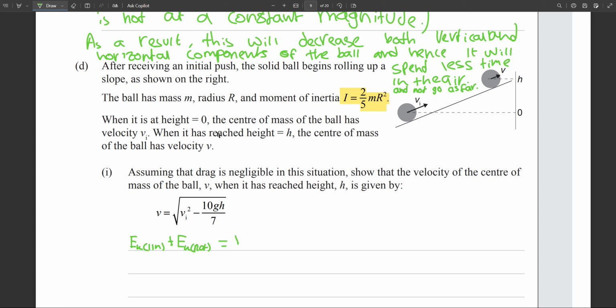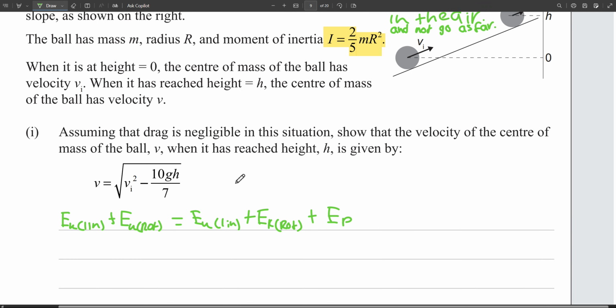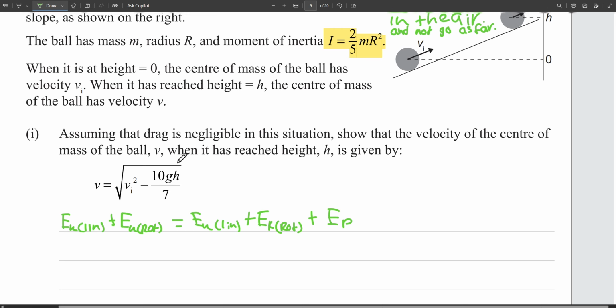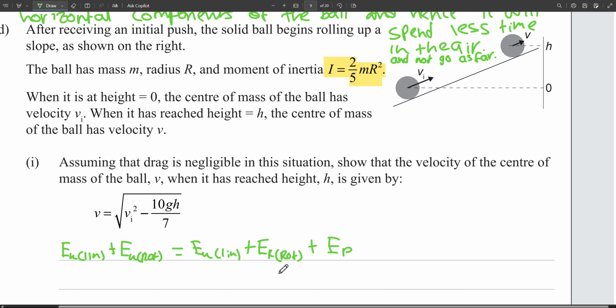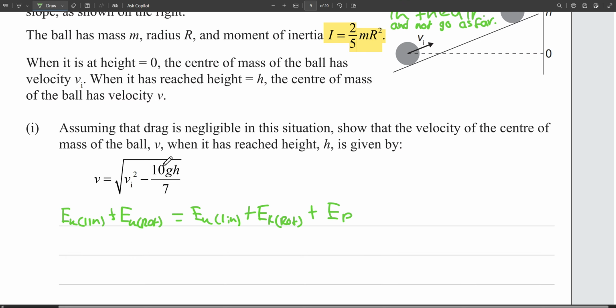But this would change into EK linear. This would also become EK linear. I'll explain further why, but as well as EK rotational, in addition there will also be potential energy EP because it's gaining height, right? So this is how the conversion of energy will take place. Because you're going upwards, you will be gaining potential energy.